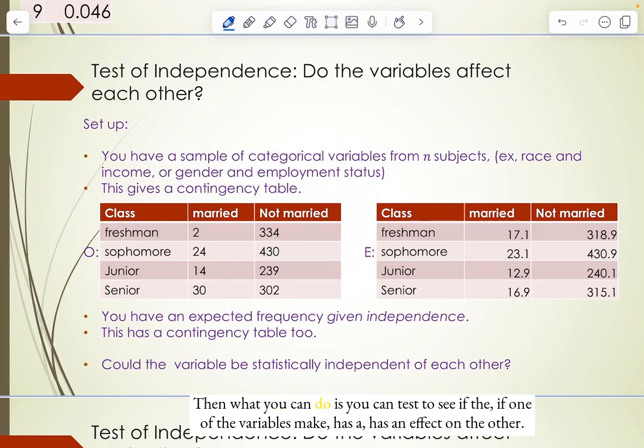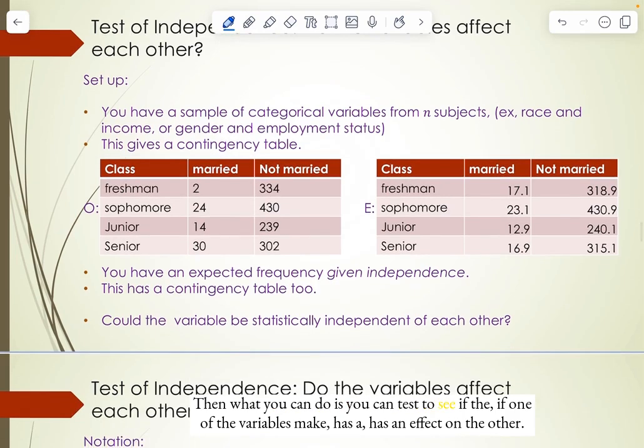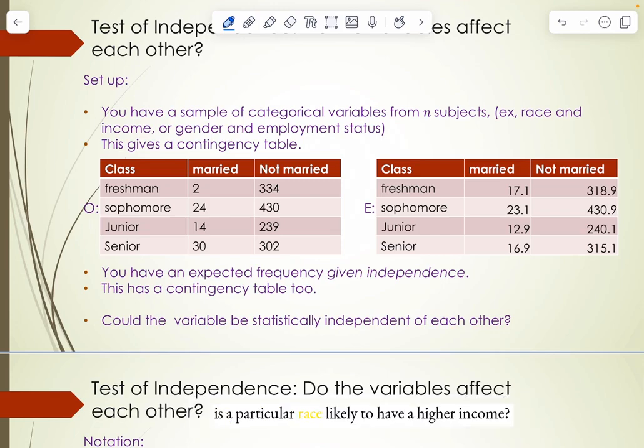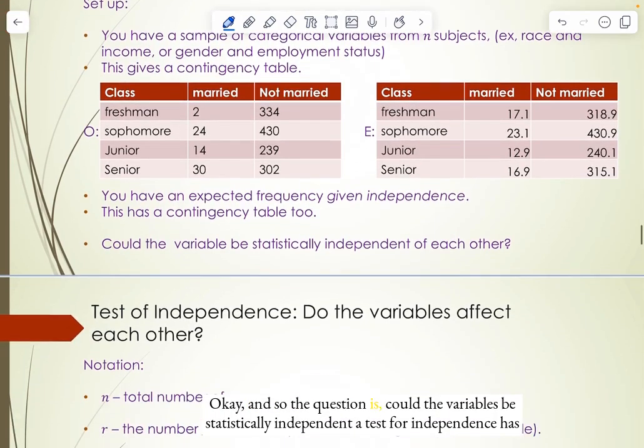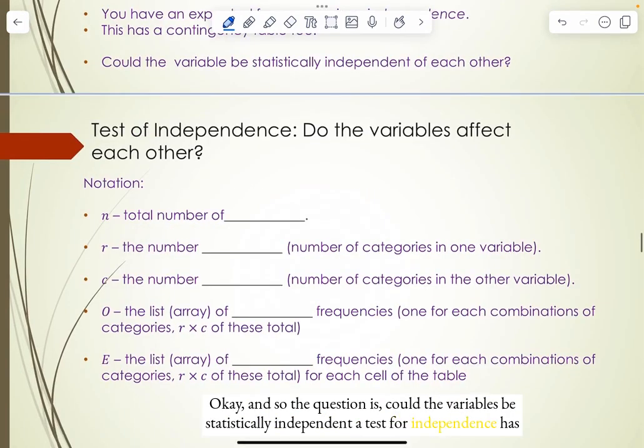Then what you can do is test to see if one of the variables has an effect on the other. Is a particular race likely to have a higher income? That means that it affects it. It's not independent. So there's a dependency there. Okay, and so the question is, could the variables be statistically independent?